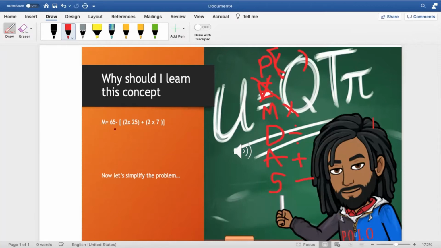So we're going to work what's inside of our brackets first. And remember, when we work equations, we always work from what? Yes, that's correct. Left to right. So we're going to start right here, and we're going to start with our first.